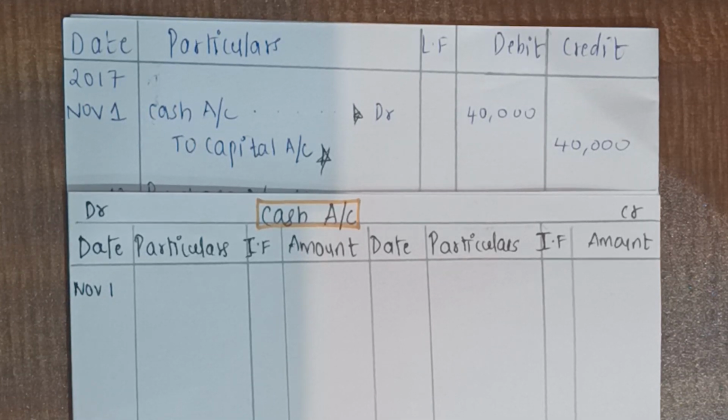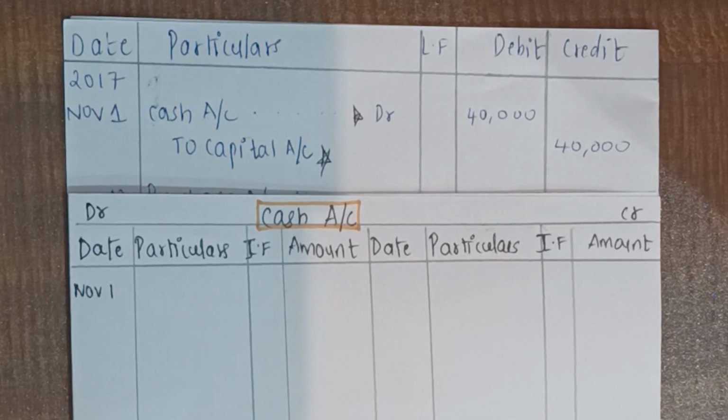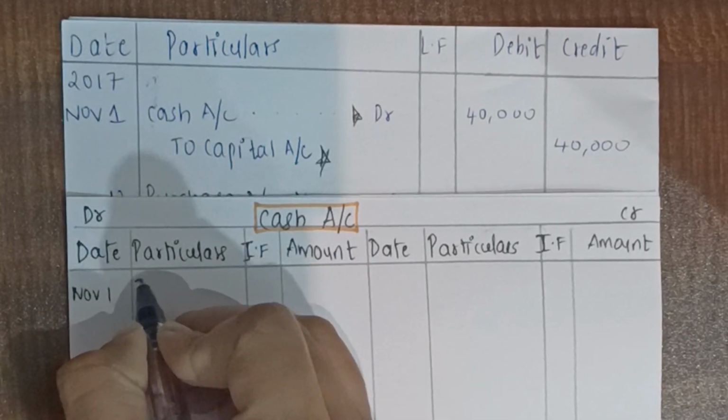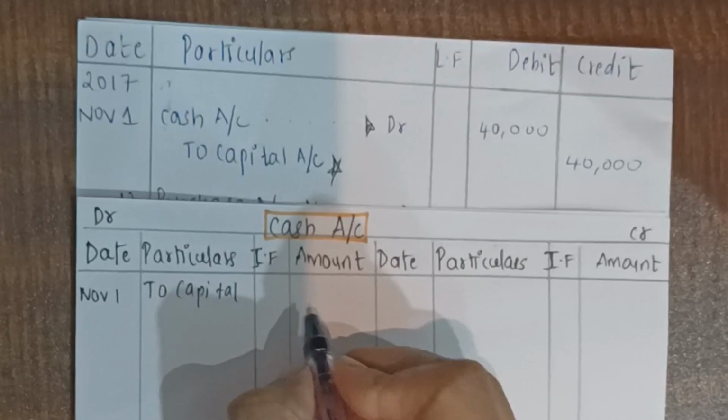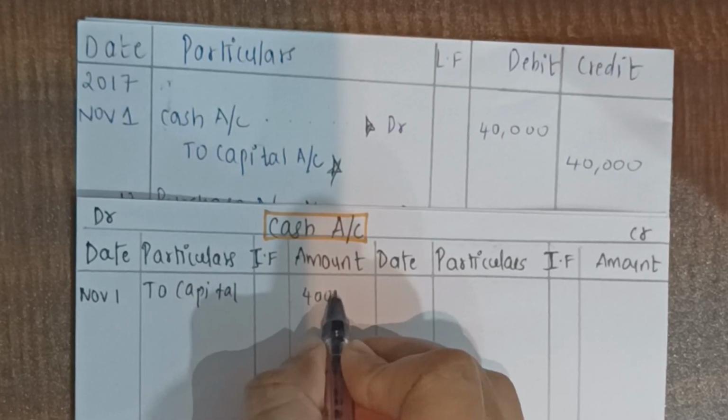So we definitely have to debit it in the ledger, but instead of cash what will we write? We will write capital account. So we will write to capital. This column will be blank and the amount is how much? The amount is 40,000. Done.